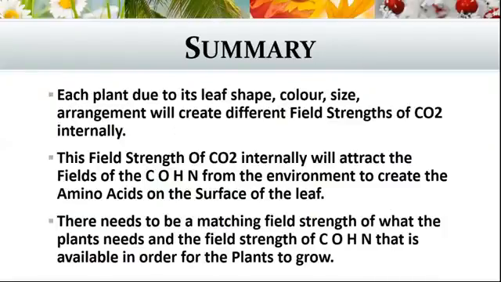So each plant, due to its leaf shape, the color, the size, arrangement, all creates different field strengths of CO2 internally. And these different field strengths will attract the fields of your carbon, oxygen, hydrogen, nitrogen from the environment to create the amino acids on the surface of the leaf. But there needs to be a matching field strength of what the plant needs and the field strength of the cohans that is available in order for the plants to grow.